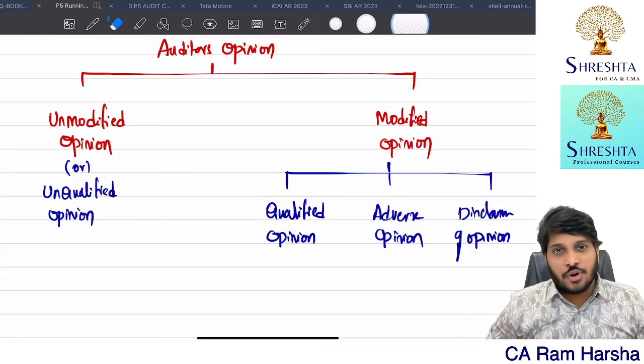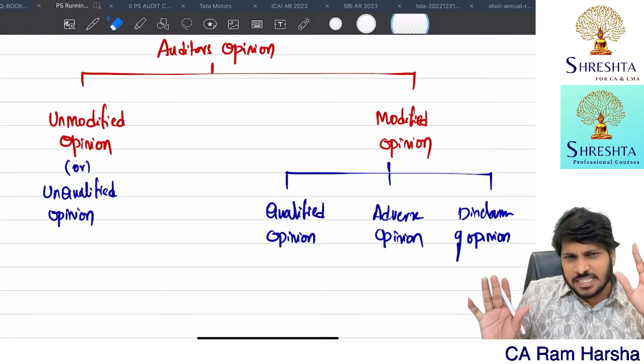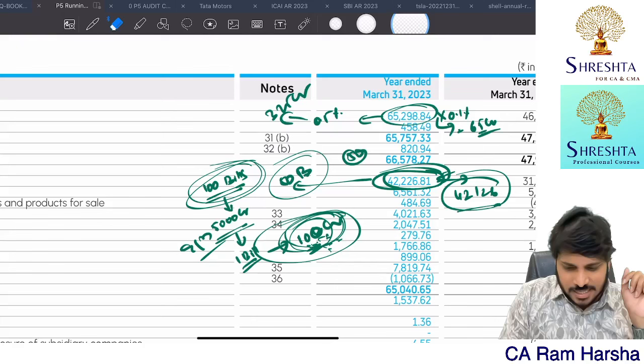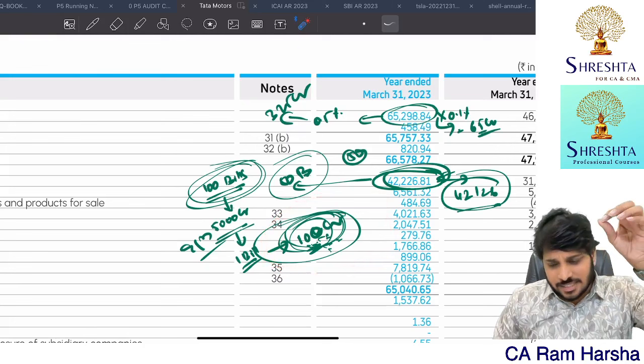Okay, fine. So I cannot say the entire P&L is wrong. The entire profit and loss account and balance sheet is right, except that 100 crore. Correct? In this example, except this 100 crore, the entire profit and loss account, every other value is correct, right? So what should I tell?